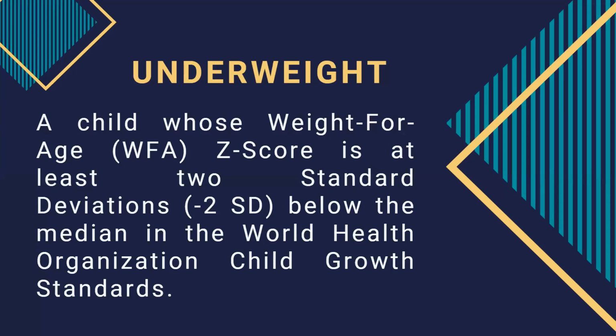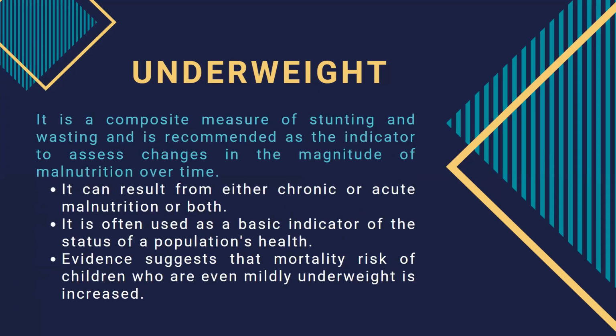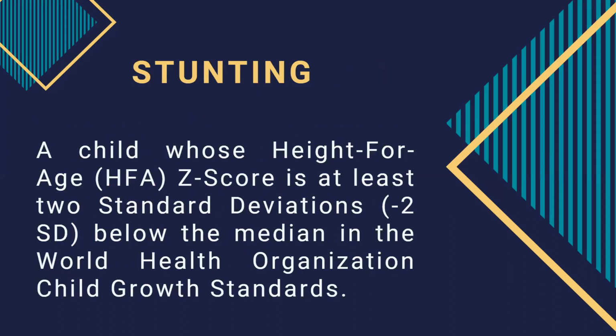Underweight is a child whose weight for age z-score is at least 2 standard deviations below the median in the World Health Organization child growth standards. It is a composite measure of stunting and wasting and is recommended as the indicator to assess changes in the magnitude of malnutrition over time. It can result from either chronic or acute malnutrition or both. It is often used as a basic indicator of the status of a population's health. Evidence suggests that mortality risk of children who are even mildly underweight is increased.